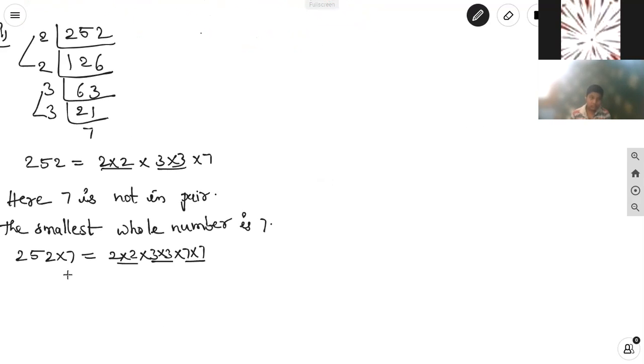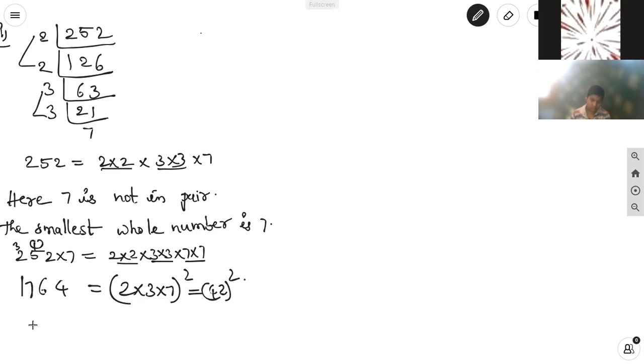So here, multiply the left side. 7 2s are 14, 1 is the carry. 7 5s are 35 plus 1, 36. 3 is the carry. 7 2s are 14, 14 plus 3 is 17. 1764 equals 2 into 3 into 7 whole square. 2 3s are 6, 6 7s are 42. So it is 42 whole square.